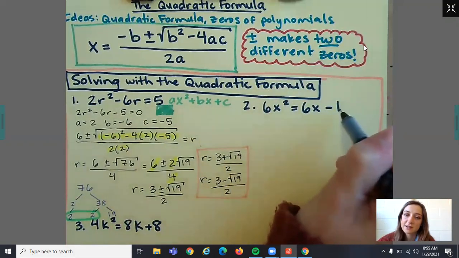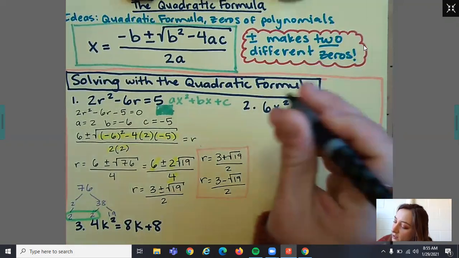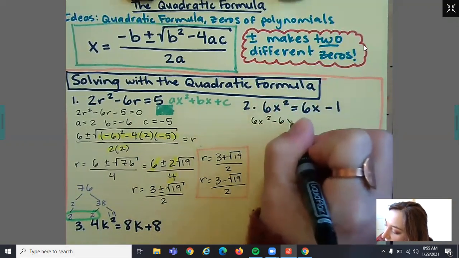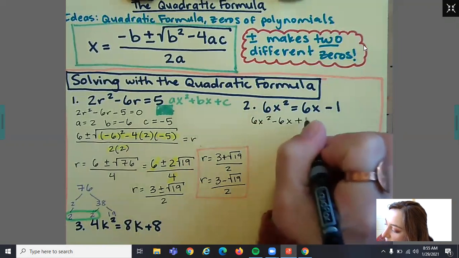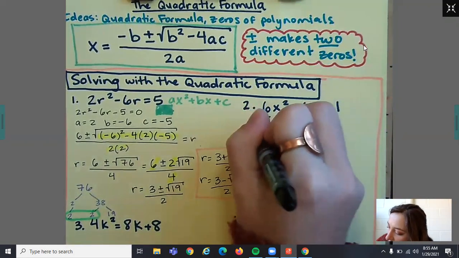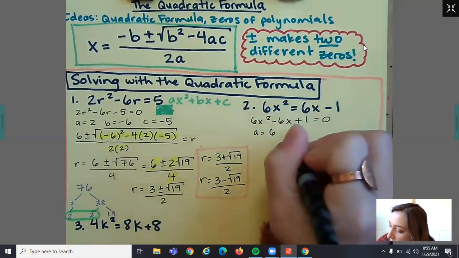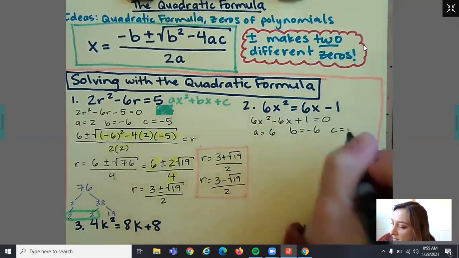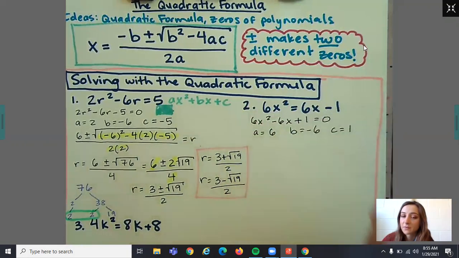So I'm going to move everything else over. We're going to subtract 6x. We're also going to add 1. So we're going to get 6x squared minus 6x plus 1 equals 0. A is going to be the number in front of x squared, and it actually has x this time, so that's cool. So A is going to be 6. B is the number in front of x, so that's going to be negative 6. And then C is going to be the constant on the end, which is positive 1.